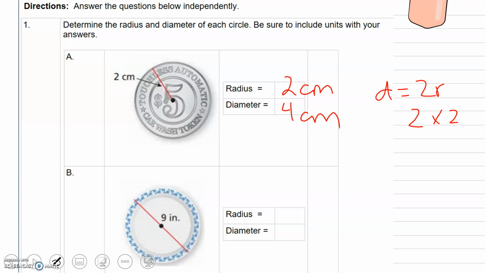Looking at B, we have from edge to edge, so this is our diameter, which is 9 inches. And if we're looking to find our radius, if you remember that formula, radius equals diameter divided by 2. So 9 divided by 2 will give us 4.5 inches.